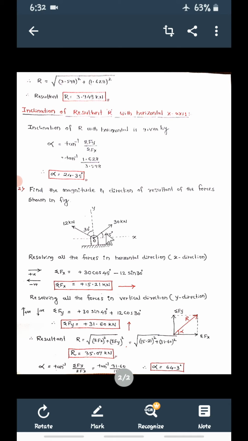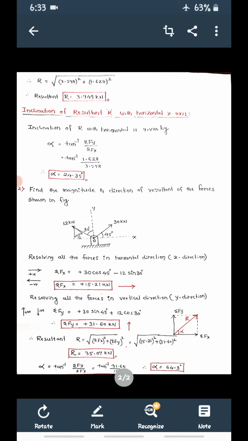Okay, now resolve the forces vertically. Resolving all the forces in vertical direction, that is y direction. Again for vertical, upward forces positive, downward forces negative. So summation Fy is equal to plus. Why is it plus? When you make this vertical, it is upward, plus 30 sine 45. Then second, make this vertical.